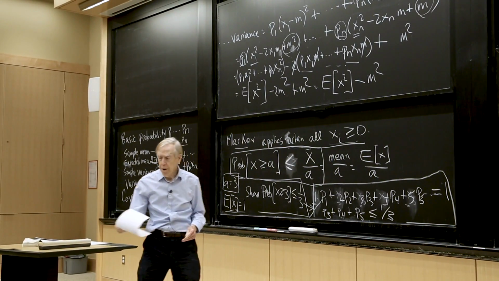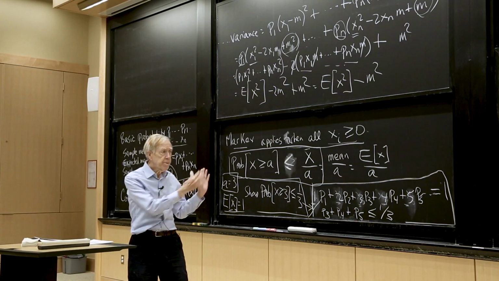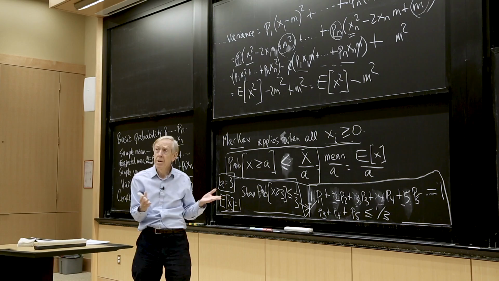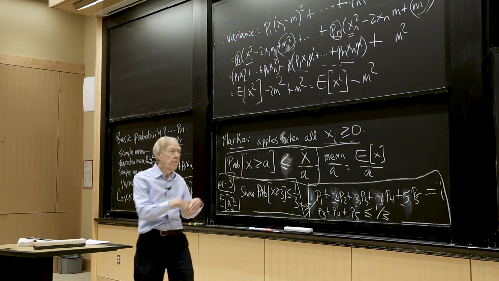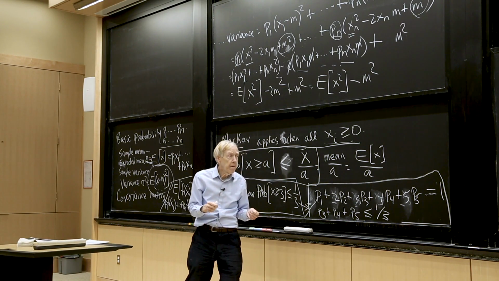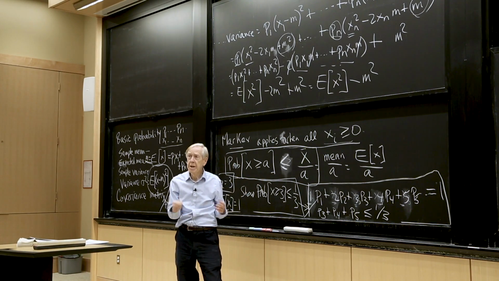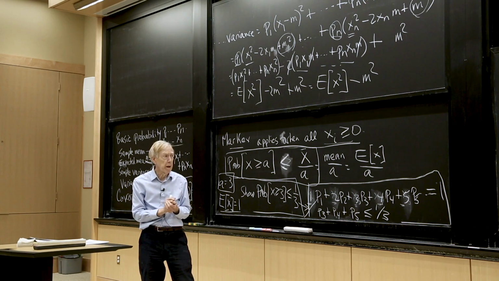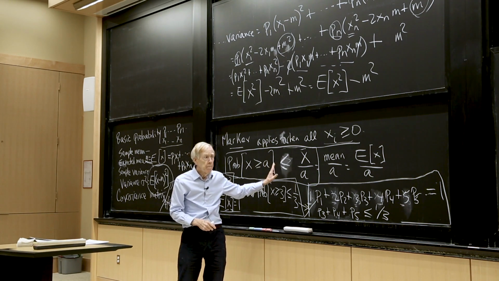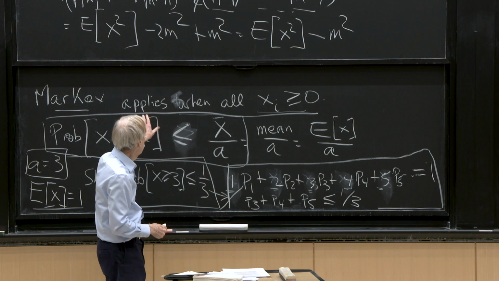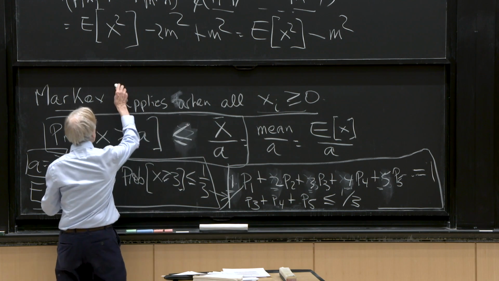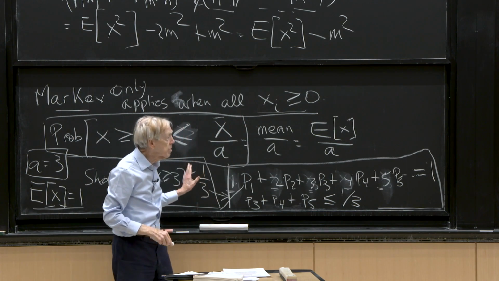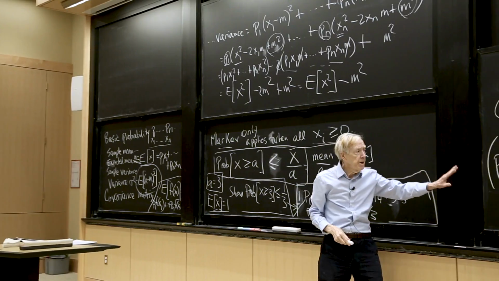So that's Chebyshev. I'm taking time today to do these two because they involve analysis. They're basic tools. It's the first thing you think of if you're trying to estimate a probability. Does it fit Markov? Markov only applies when the x's are all greater or equal to 0. Here, does it fit Chebyshev?